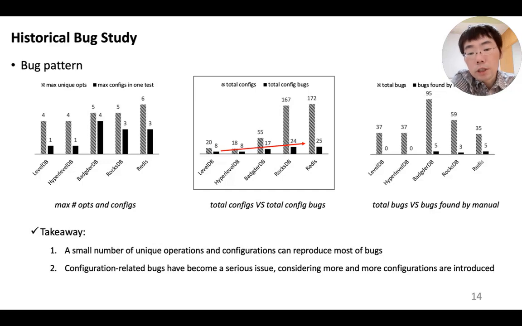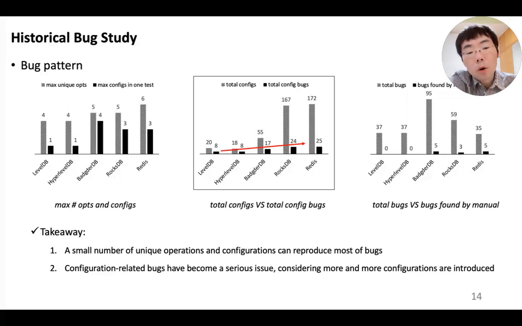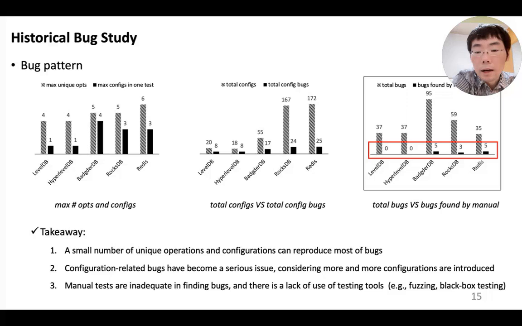Second, configuration-related bugs have become a serious issue considering more and more configurations are introduced. The more configurations introduced, the more configuration-related bugs will show up. Last, manual tests are inadequate in finding bugs. However, there is a lack of use of general tools such as fuzzing and black box testing.